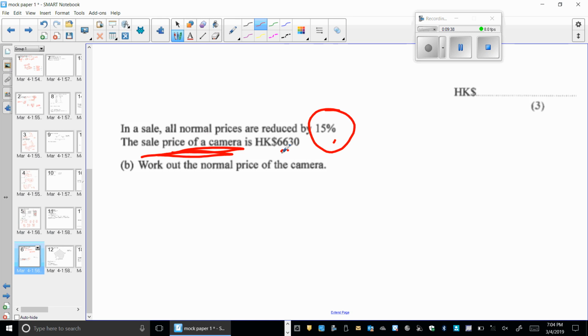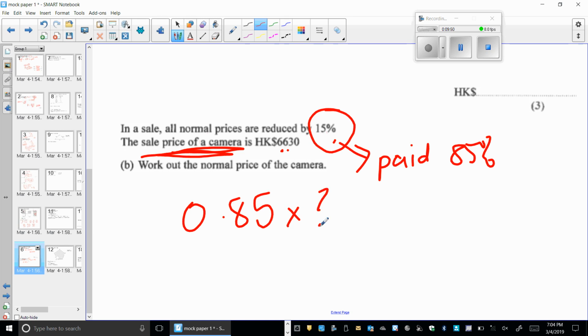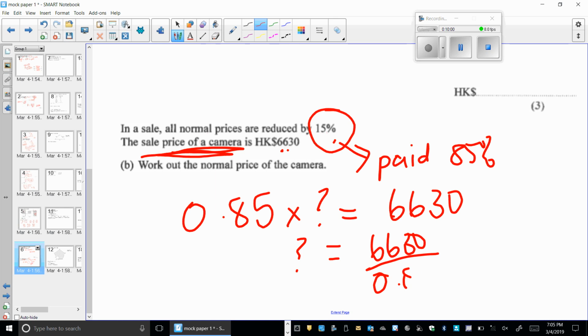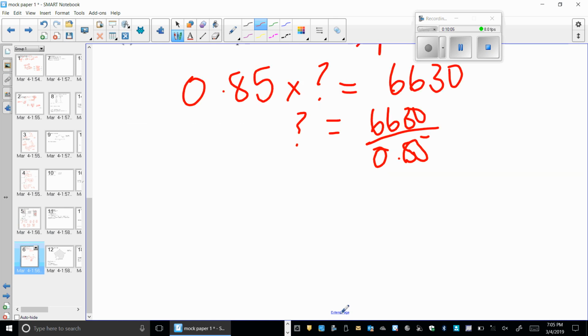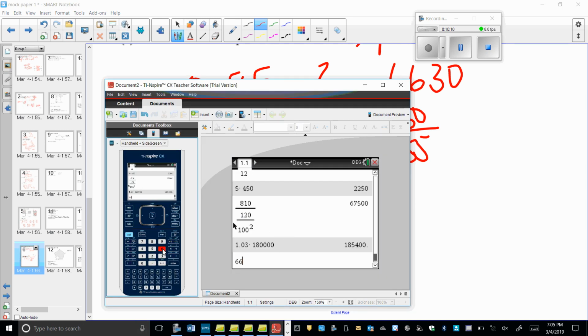You have to say to yourself, if it's been reduced by 15%, it means that you've paid 85% of the original value. So you've paid 85% of some original quantity, and that meant you were paying 6630. So to find that original quantity, you're going to divide. Remember, for reverse percentages, if something's already happened, you will always be dividing somehow. So it's 6650 divided by 0.85.